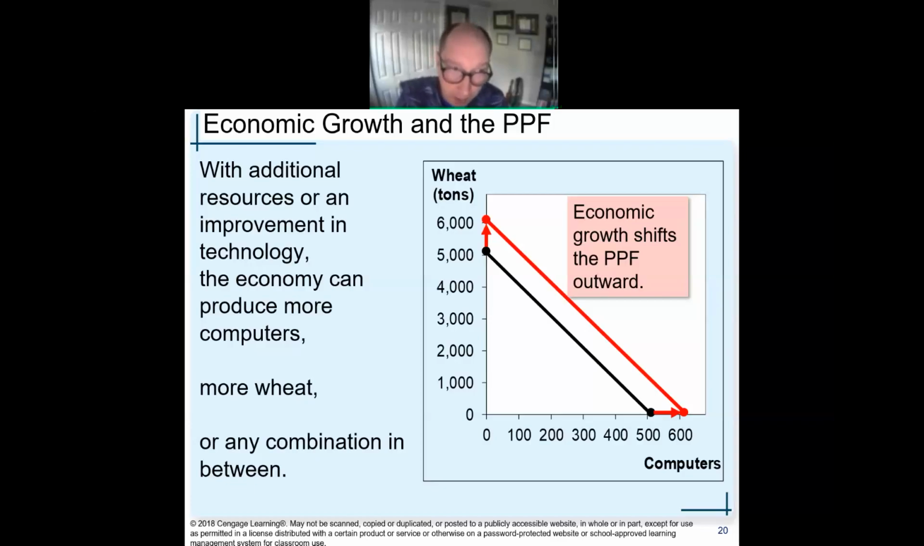Let's say the economy grows and the technology to manufacture computers improves. We have more robotics that handle the assembly of computers. So therefore, I can increase my output. I can increase my maximum efficiency, my capacity. So when the economy grows, I can produce more wheat and more computers because the technology has improved.